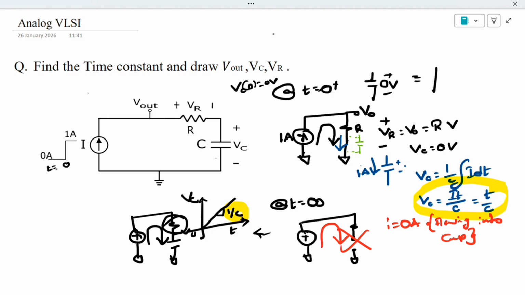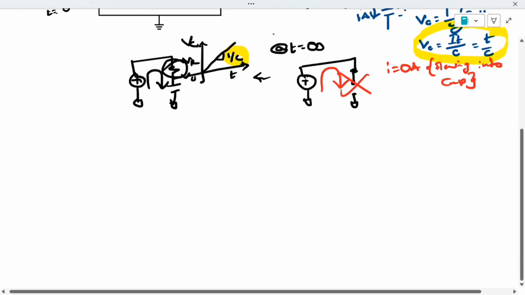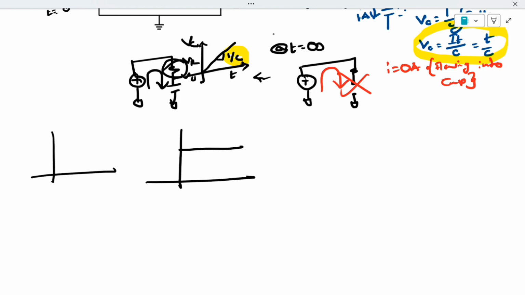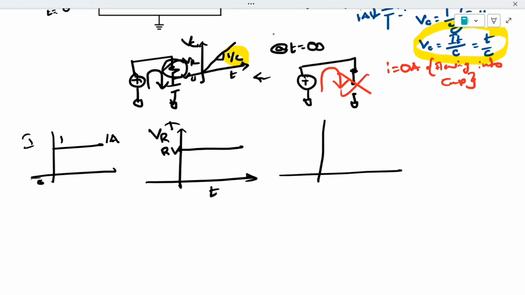So what about this VR? VR will be constant across time. Since I is constant, from this point to this point it will be 1 ampere only. So it keeps constant. So VR also will be R volt. This will be constant, and when it comes to VC, it will start from 0 and keep on increasing with a slope of 1 by C.